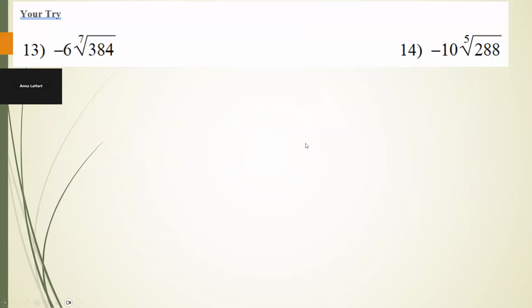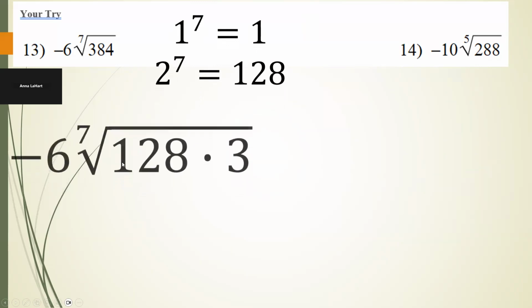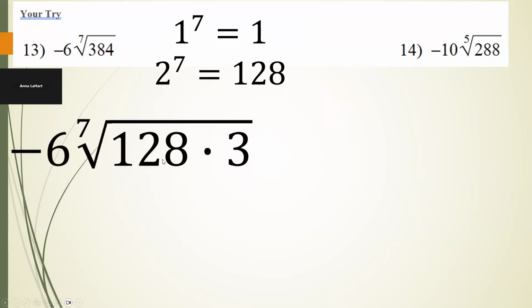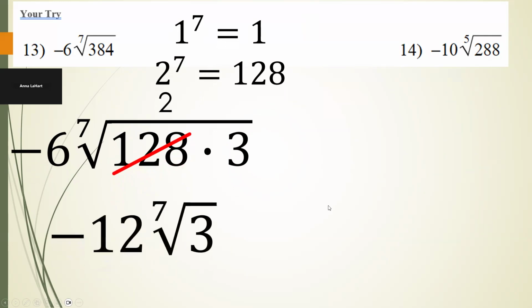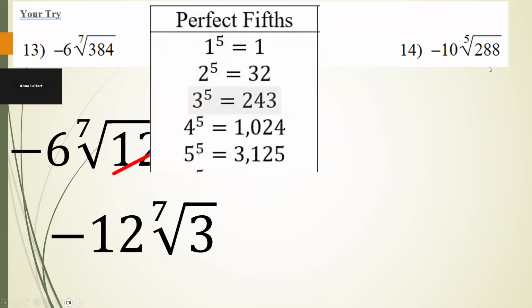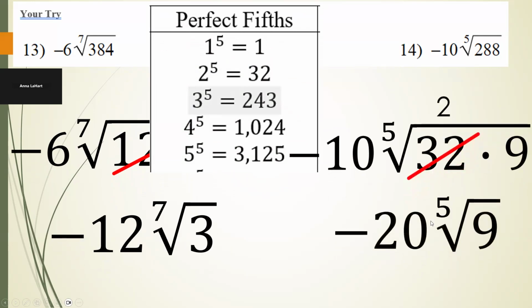In 3, 2, 1. All right, seventh roots. Like I said, guys, you don't have to go very far. Okay, 128 is the only option on that. Seventh root of 128 is 2. 2 times negative 6 is negative 12. Negative 12. Seventh root of 3. Fifth root, right over the top of that one. 288. The winner on that is 32. Okay, fifth root of 32 is 2. 2 times negative 10 is negative 20. There you go.